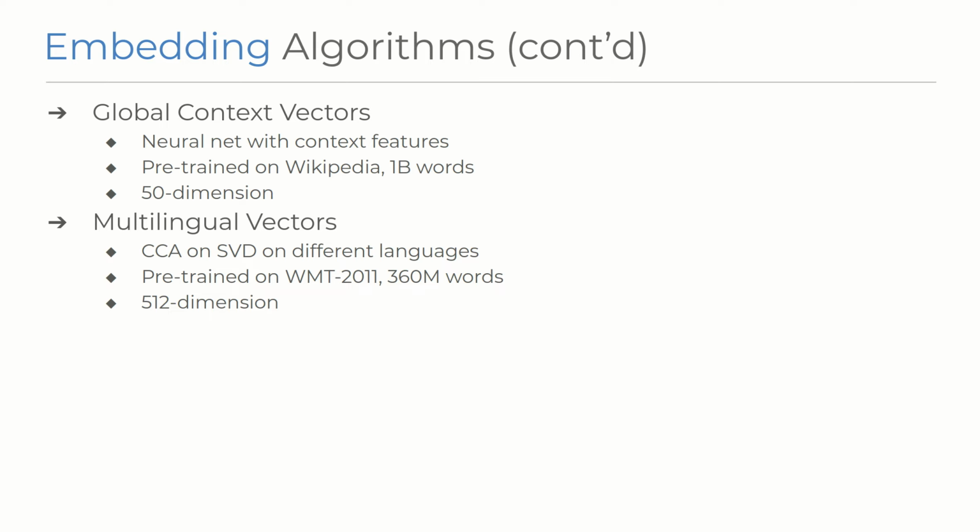And finally, we have the multilingual vectors, which work by performing singular value decomposition on text of multiple languages, and then canonical correlation analysis to match words that are parallel in the different language corpora. These vectors were trained on the WMT 2011 dataset with 360 million words, and the output of that is 512 dimensions.